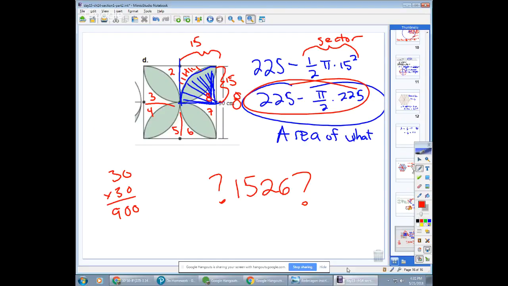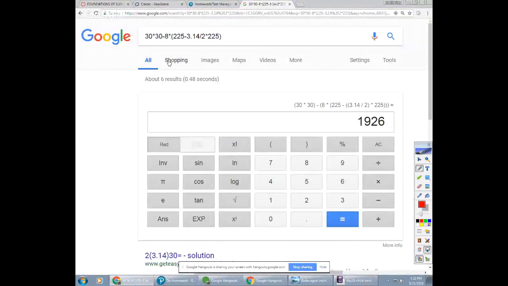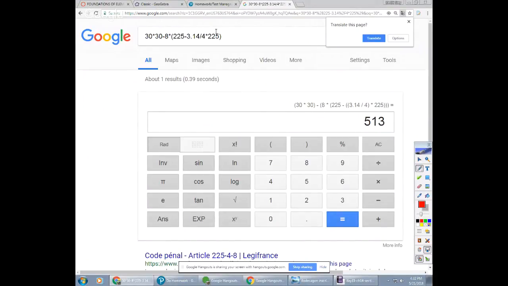225 minus pi over 2. Oh, crap. What part of the sector? Was I looking for half a circle or a quarter circle? I wrote half a circle right there. All right, let's try that. So quarter circle. Oh my gosh, you are awesome. Thanks. Good job. Now the problem is they wanted me to keep pi in there. So now we've got to redo it without pi.